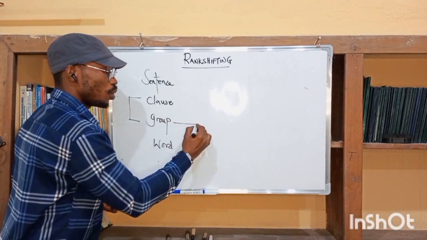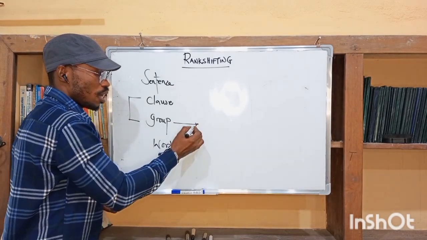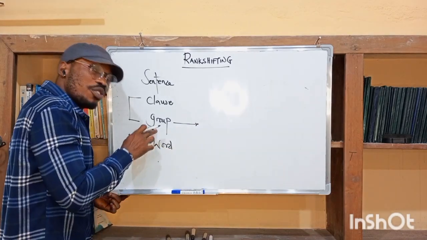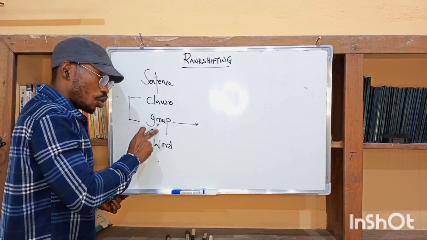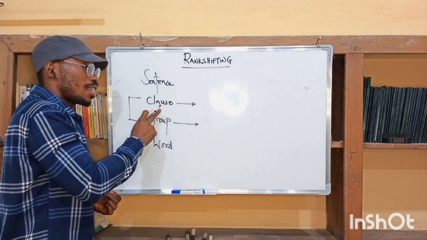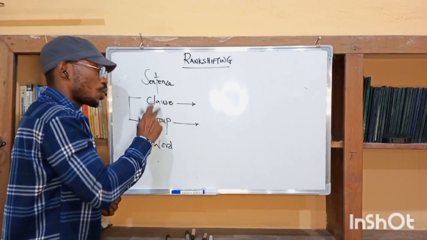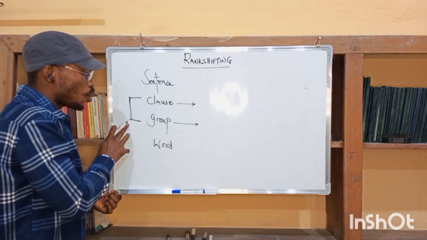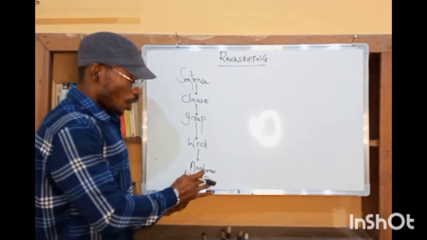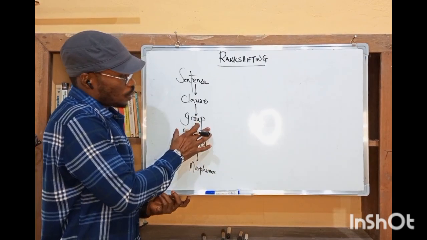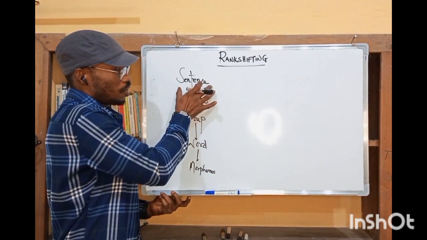When a group functions within another group, it is said to be called a rank shifted group. When a clause functions within another clause, it is said to be called a rank shifted clause. These are the two areas or categories. I want you to understand that morphemes come together to give words, words come together to give groups, groups come together to give clauses, and clauses come together to give sentences.